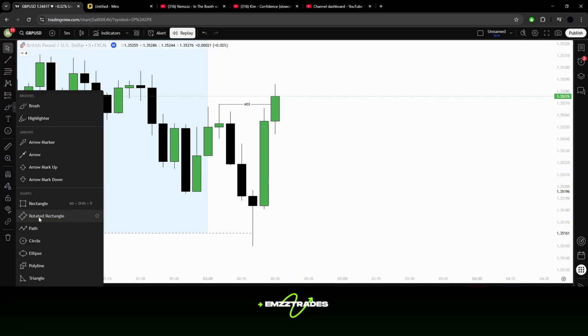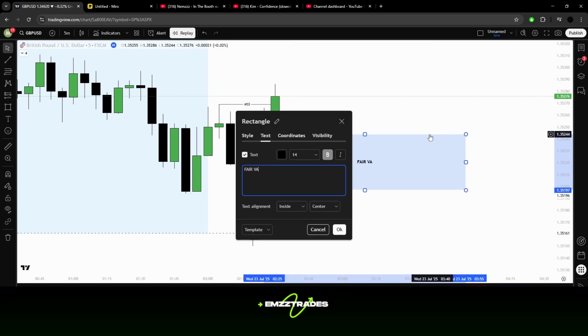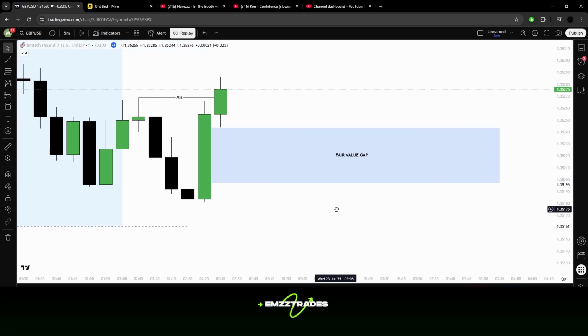Right, so as you can see from here on out, what I'm going to do is mark out my fair value gap from these two areas, from the wicks, from the candle before and the candle after, right there. I'm going to extend this really quickly and name it fair value gap. Right, and as soon as we get the fair value gap, we extended everything fair value gap.